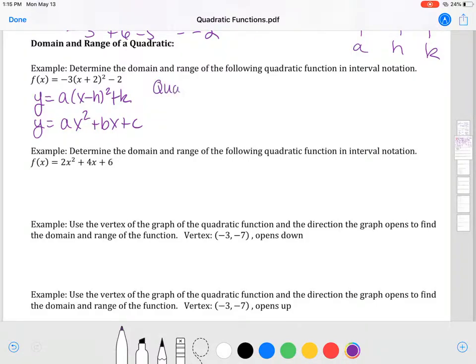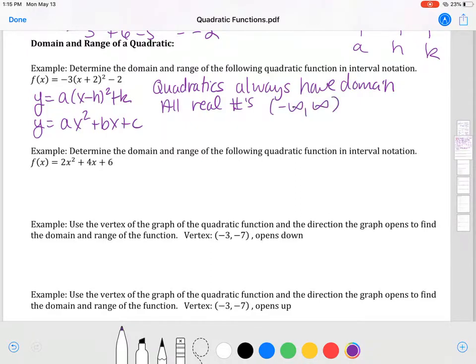So quadratics always have domain all real numbers. If you want to write it in interval notation, it would be minus infinity to positive infinity.